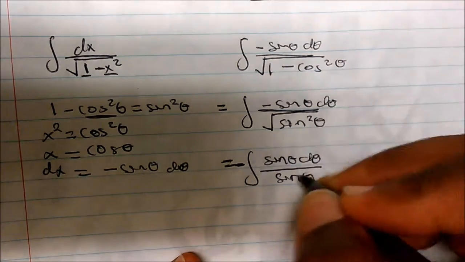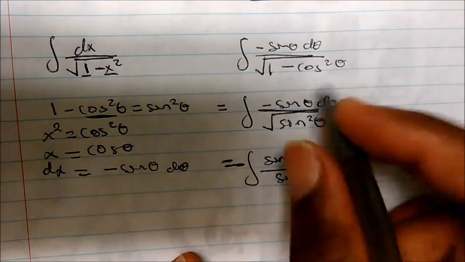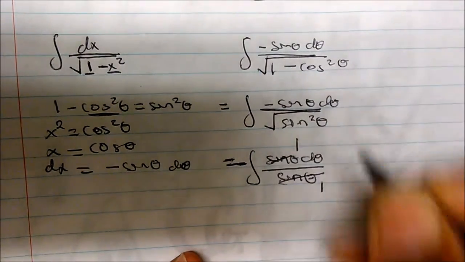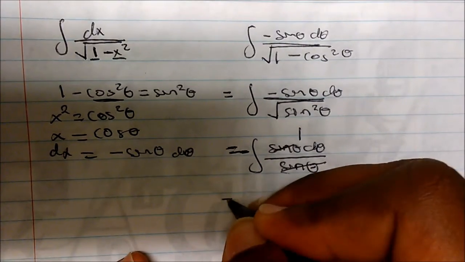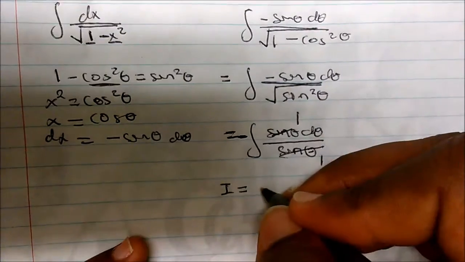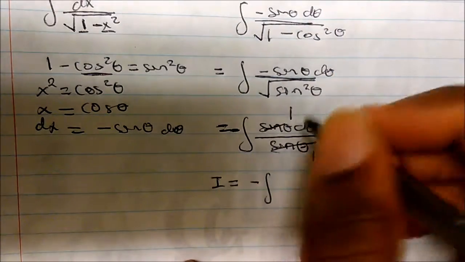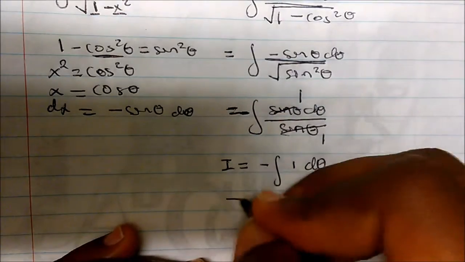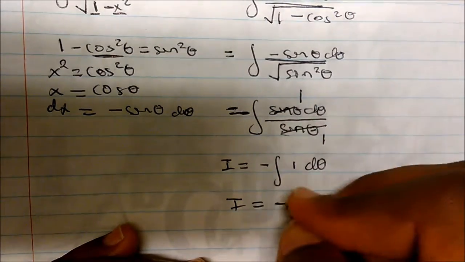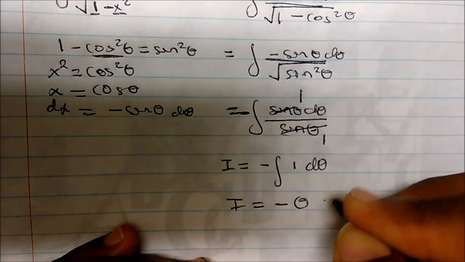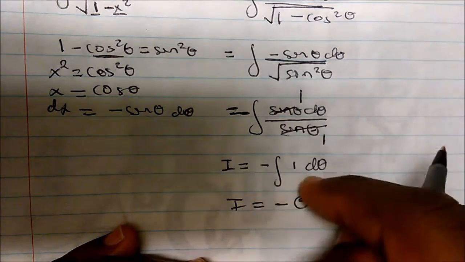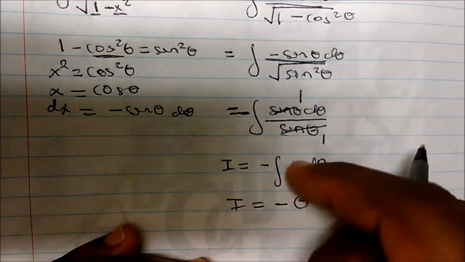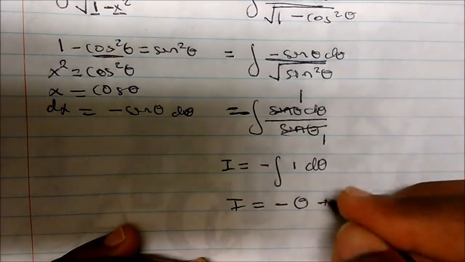Okay, notice that I have sine of theta on both the numerator and denominator, so I can just cancel. This becomes 1. And so my integral looks to be negative the integral of 1 d theta. We know the integral of 1 is theta, so we just carry our negative. The integral of 1 is just theta, and we still have our negative here, plus c.